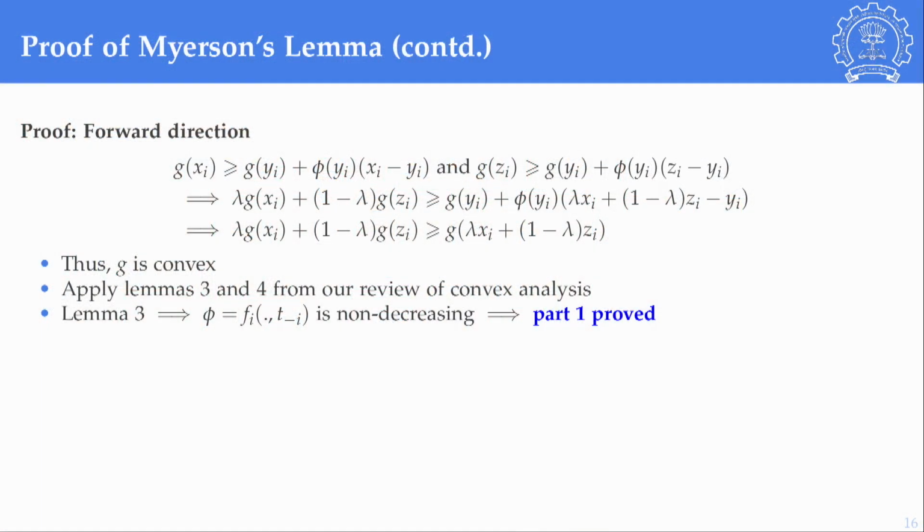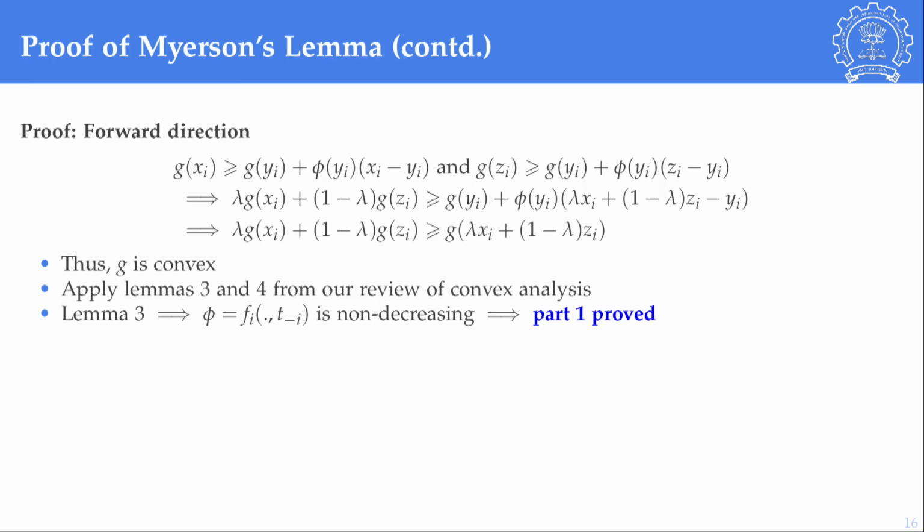So, we apply these two different lemmas. The first lemma is saying it is a non-decreasing function. So, we know that this subgradient, which happens to be the allocation function, is non-decreasing. So, part 1 has been proved, the necessary condition. How do we get the payment function?